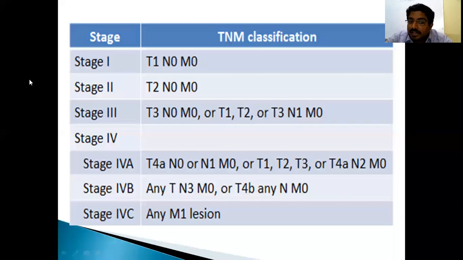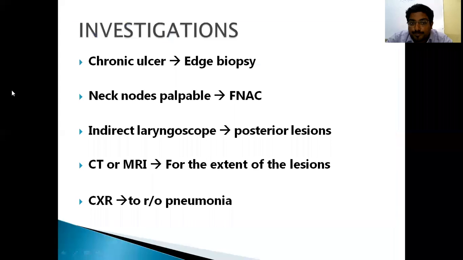And stage 4, we divide it into A, B, C. 4A, T4A. What is T4A? It involves the skin. And 4B, T any stage, and N3. N3 is lymph nodes more than 6 centimeters and fixed. And T4B, N0, M0. And for 4C, any M1 lesions. That means metastasis, metastasis to the lung, bones, liver. This is the TNM staging, and the clinical features are over.